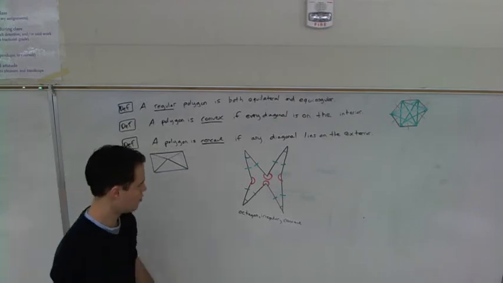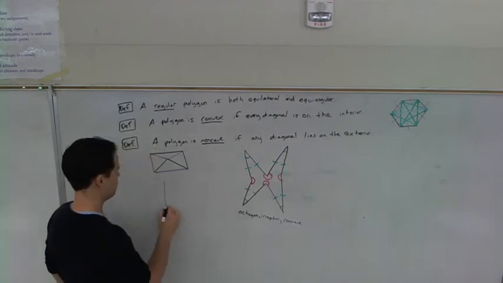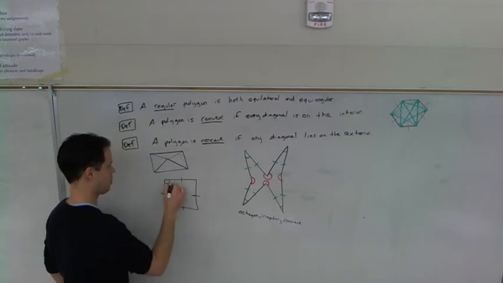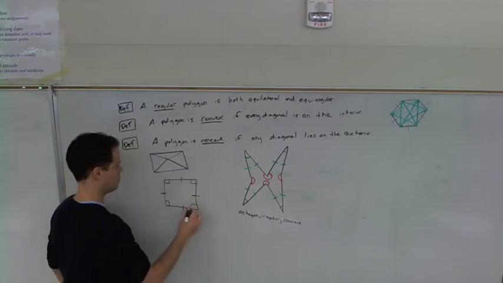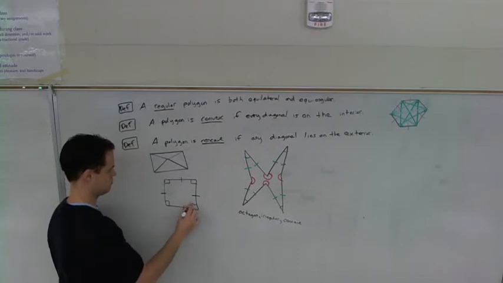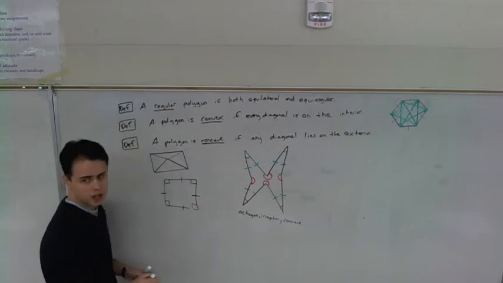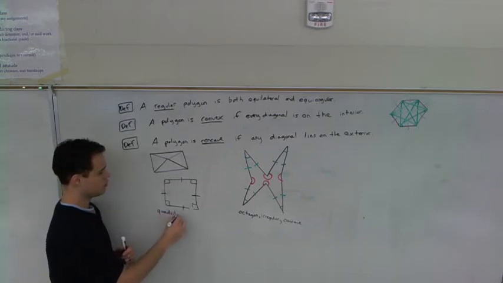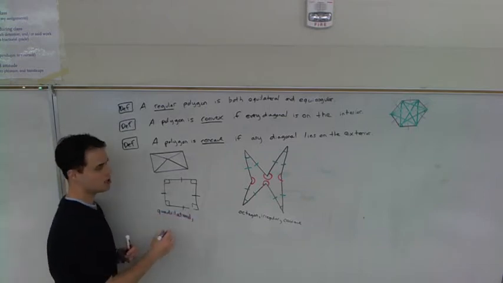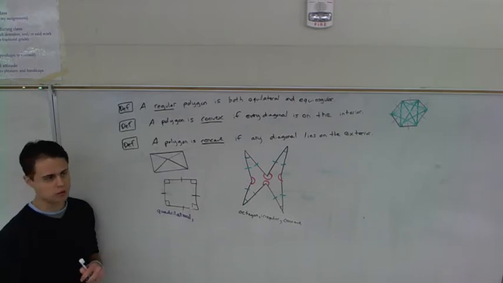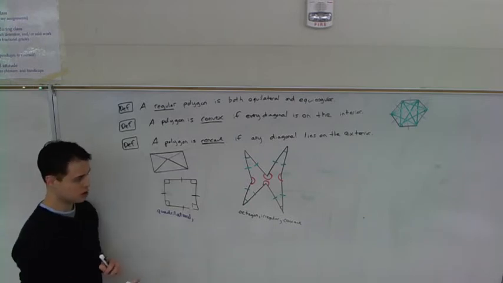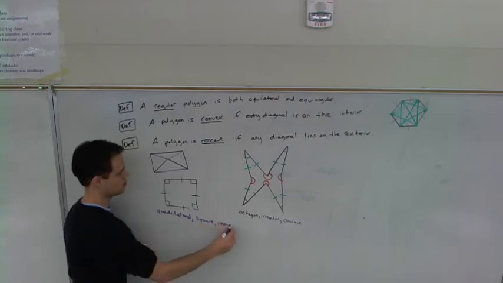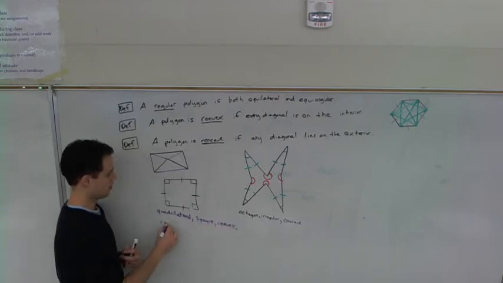Okay. How about this one? Let's name all the names we can put on this. It's a quadrilateral. If it's just got four sides, that's the name, remember. Quadrilateral is the most general four-sided figure. It's also a square. It's convex. It's regular.